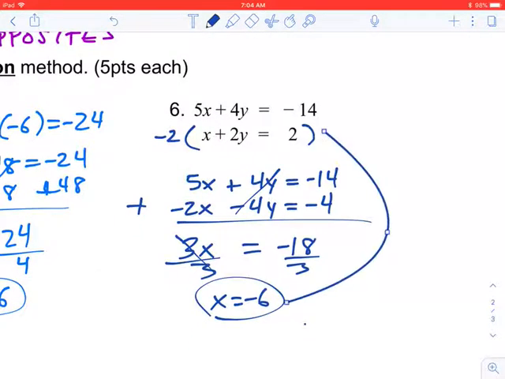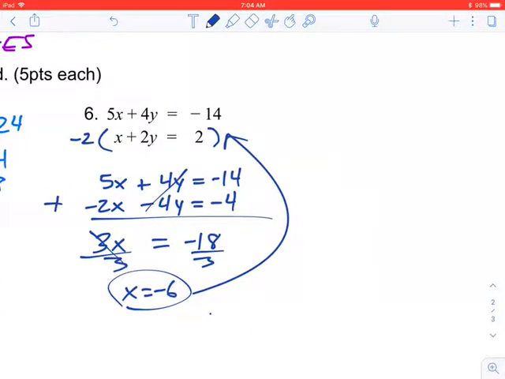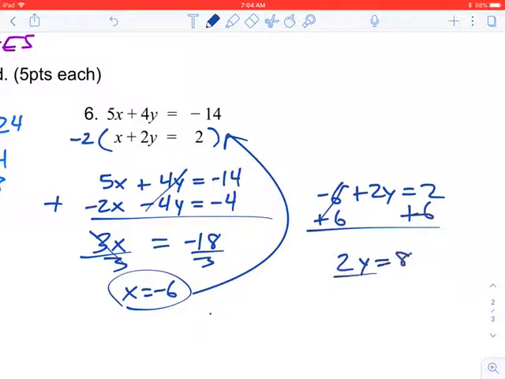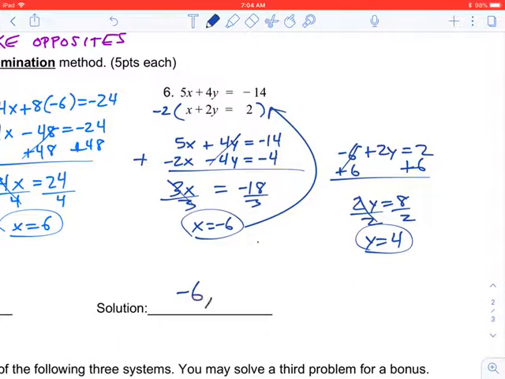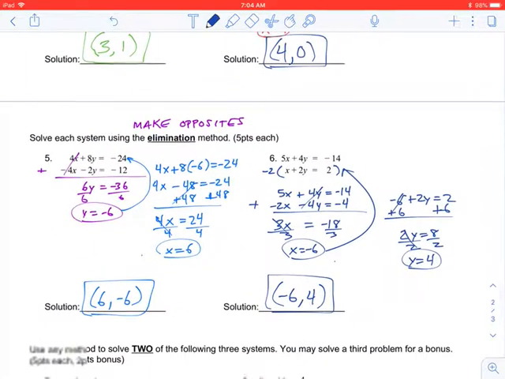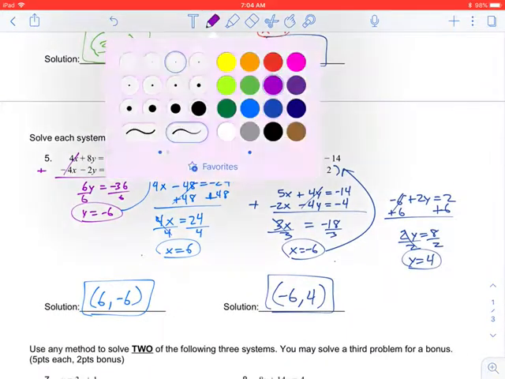I'm going to go ahead and plug it into the bottom one here. The original, though, so instead of x plus 2y, it's going to be negative 6 plus 2y equals 2. So I add 6 to both sides, get 2y equals 8. Divide by 2, I get y equals 4. And there we are once again: negative 6, positive 4. Okay? So that's basically the test.